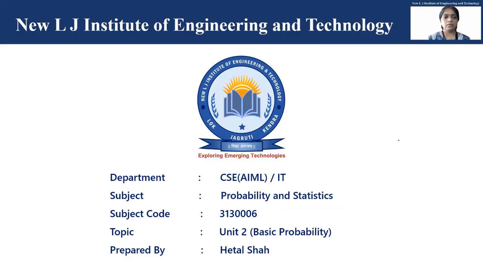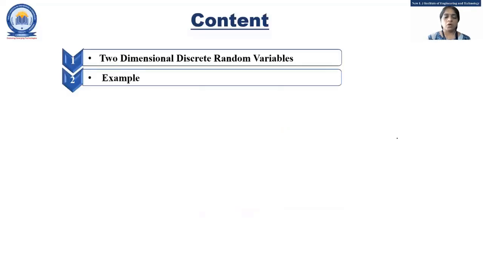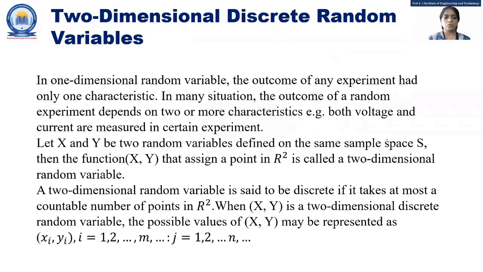Today's topic of discussion is two-dimensional discrete random variables and related examples. In a one-dimensional random variable, the outcome of an experiment has only one characteristic. In many situations, the outcome of a random experiment depends on two or more characteristics. For example, both voltage and current are measured in a certain experiment.